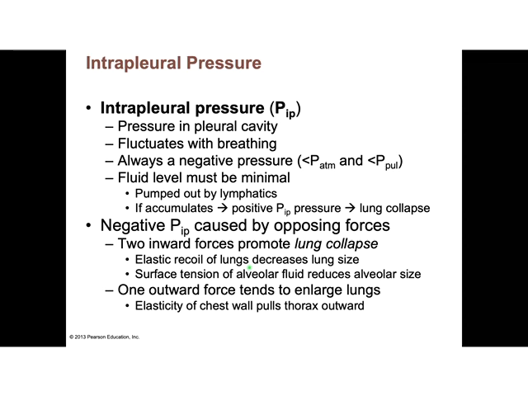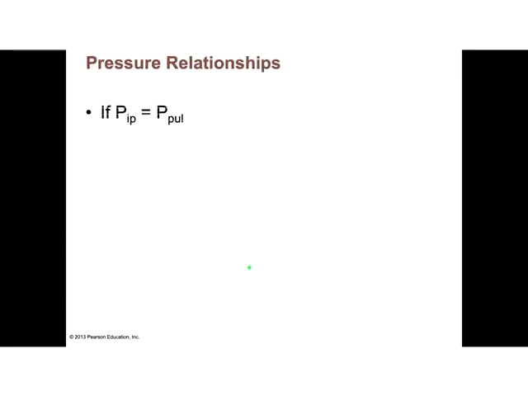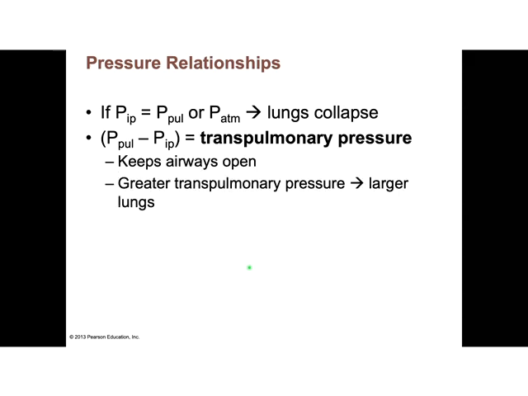Negative intrapleural pressure is caused by two opposing forces. The hydrogen bonding of the moist surfaces of the interior of the lung tends to pull the lungs inward. Elastic recoil of the lungs also tends to contribute to this. And the outward force is the elasticity of the chest wall that pulls the thorax out. Okay, so they balance so that the lungs stay open most of the time, right? Although they will vary in size as you breathe in and out.